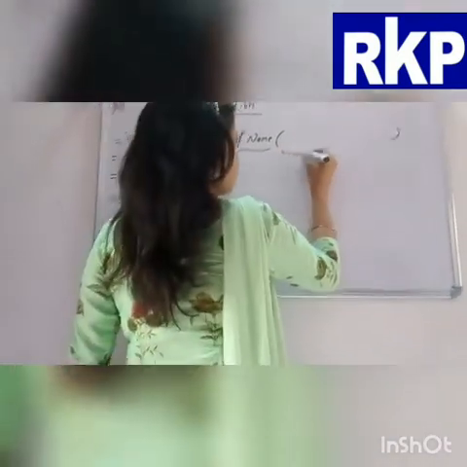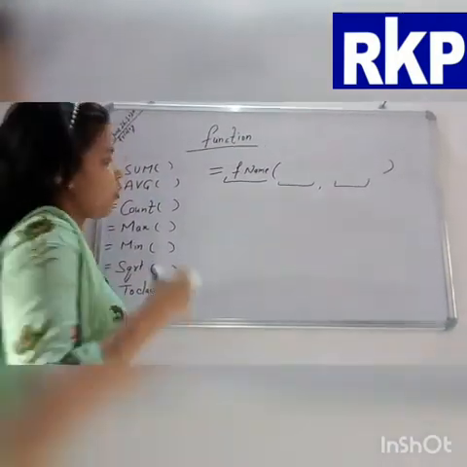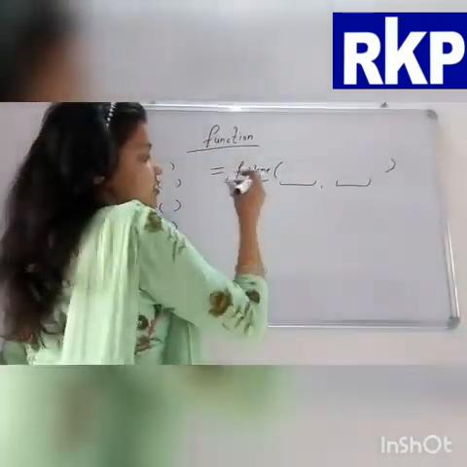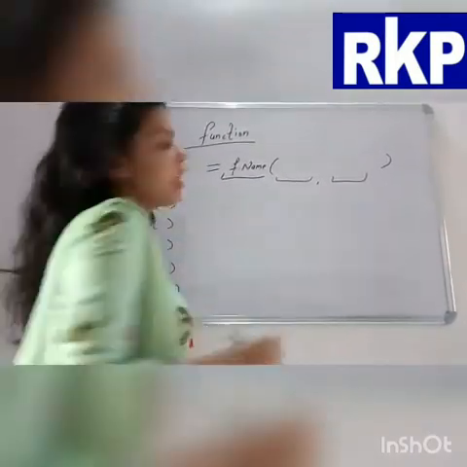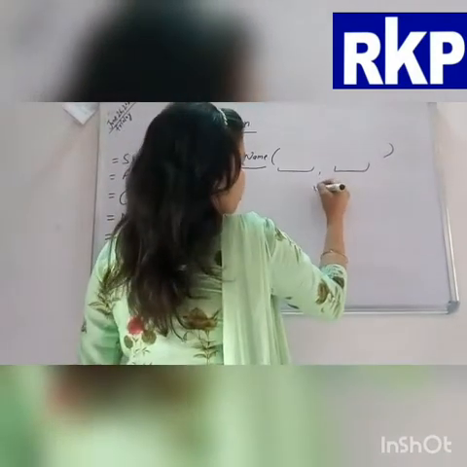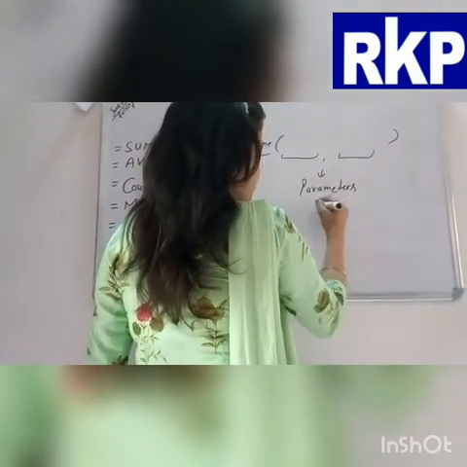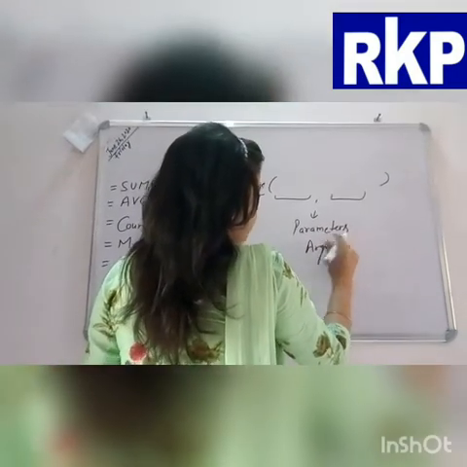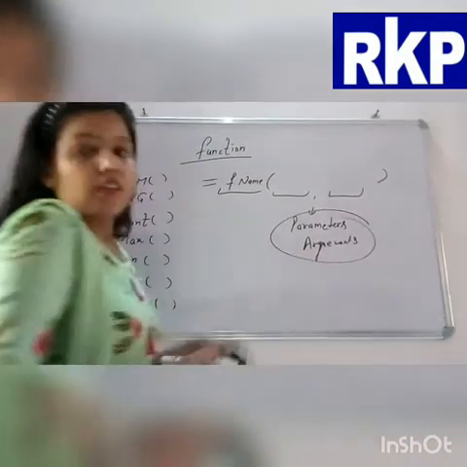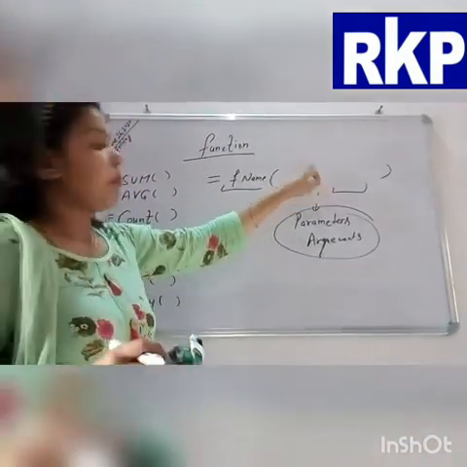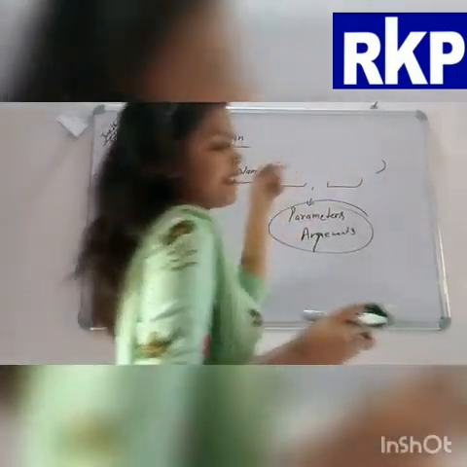Now here you will write the values. Either you can write values, or you can write the cell address, or you can put the range. It's up to you or your requirement. So what are these things? These are called parameters, or you can say arguments. It means you have to provide parameters or arguments inside the function parentheses.